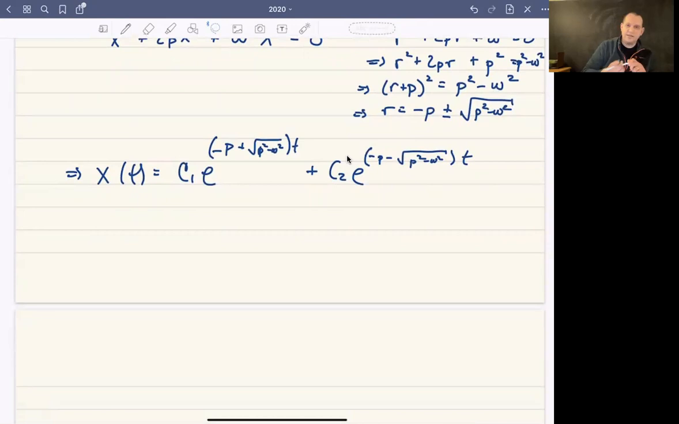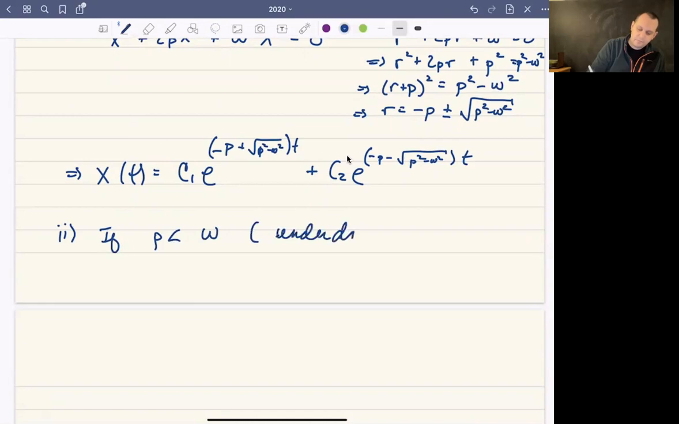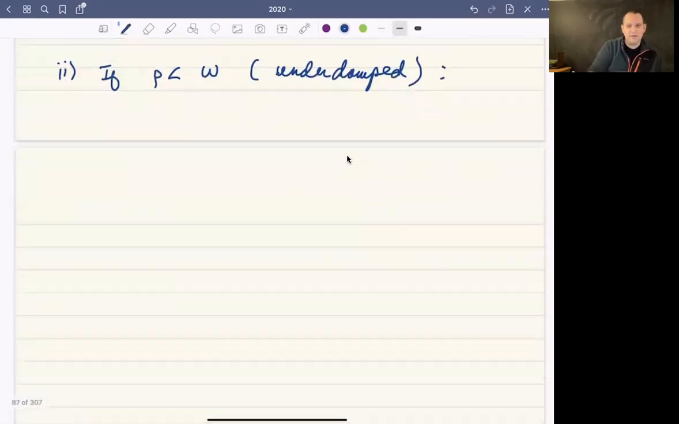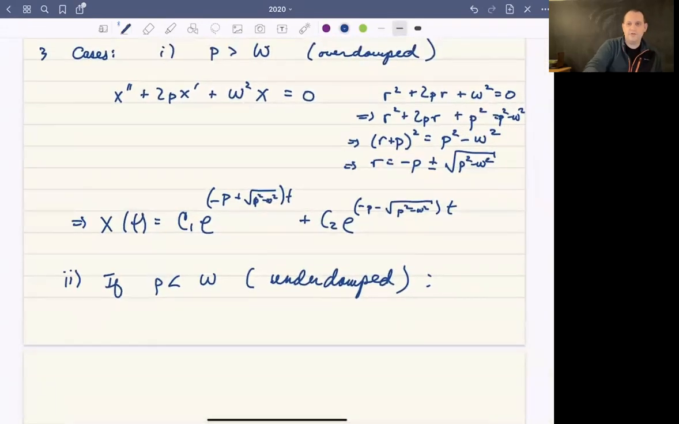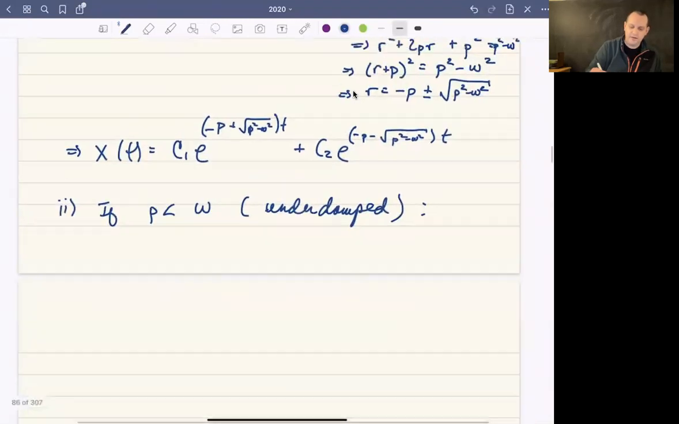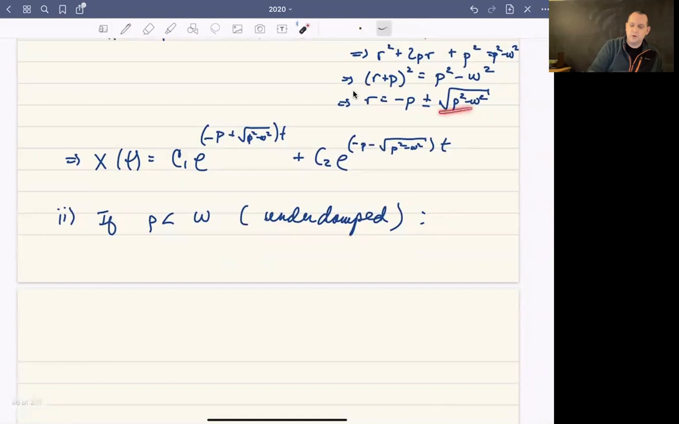If p is less than omega, so case 2, this is called the underdamped case. Then, with the same characteristic equation, you're going to have r is negative p plus or minus this quantity. But if p is less than omega, then p squared is less than omega squared, and then you're going to have imaginary roots.